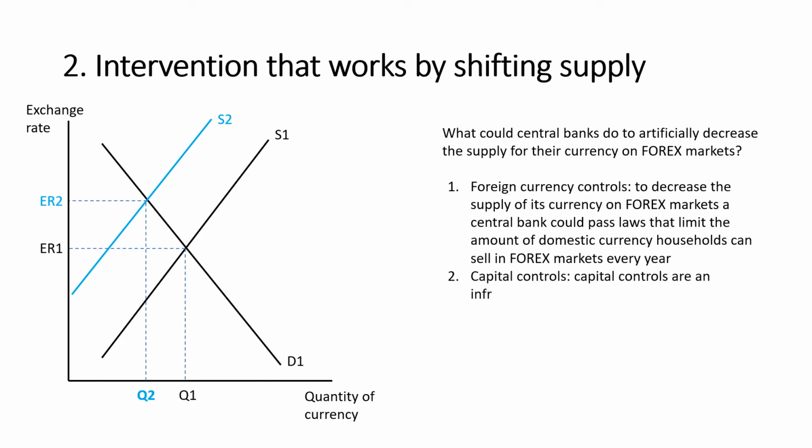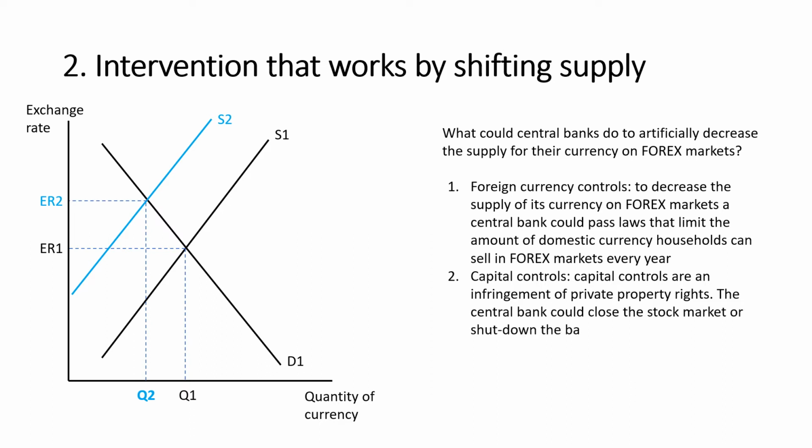The second thing that you could do is try to decrease the supply of sterling by imposing capital controls. Capital controls are a basic infringement of private property rights. So it's laws that prevent UK nationals from selling their own assets. So an easy way of doing that is you just shut the stock market down, or you close the banking system. Because if you stop households from selling assets, you'll also be able to stop them from swapping the proceeds of those asset sales out into foreign currency, therefore restricting the supply of currency, sterling, on forex markets.